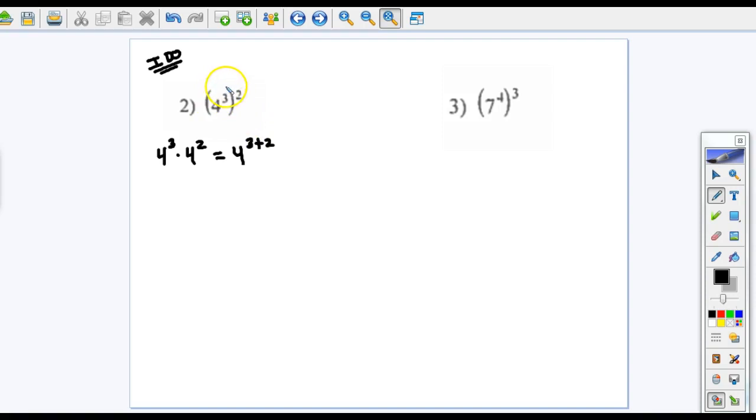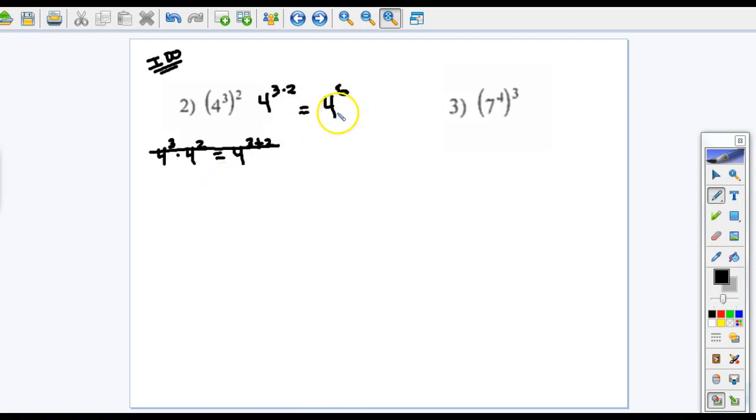I am raising an exponent to a power. So this is not what we do when we are raising an exponent to a power. We are not multiplying same base exponents. We are raising a power to a power. In this instance, what we do is take our base and our beginning exponent and multiply that exponent by the exponent on the outside. So this becomes 4 to the 3 times 2, which becomes 4 to the 6th power.